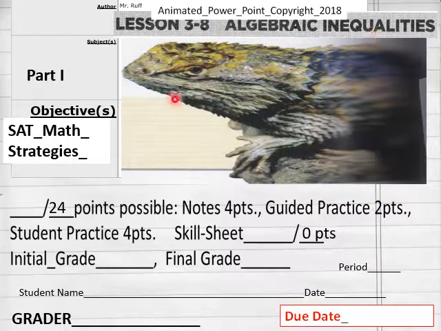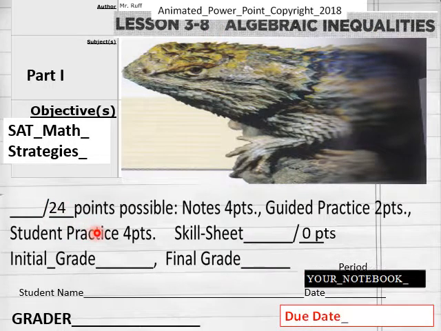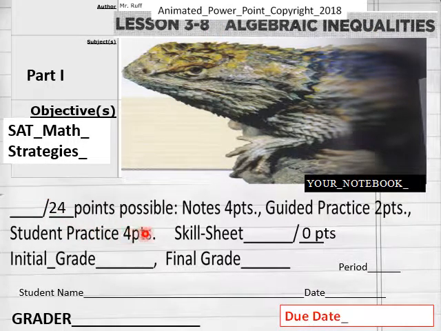3.8 Algebraic Inequalities, and we have 24 points of lessons to go into your notebook. Or I've got a note-taking guide that you can get from me to make it easier on you. 0 points, there's no skill sheet on this lesson.